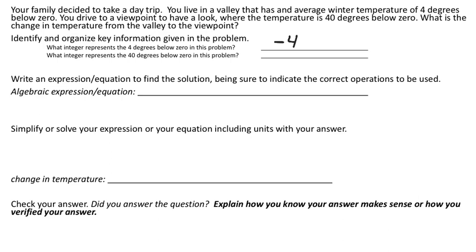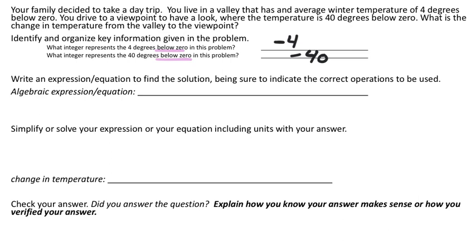So what integer represents the 40 degrees below zero in this problem? So once again, it's still 40. It's going to be 40 no matter what. It's just this one's negative because it's below zero. So that's what we're looking at right there, the below zero parts. Below takes us into the negatives, especially when you think about the up and down thermometers from back in the day.